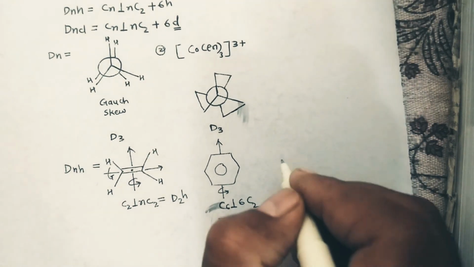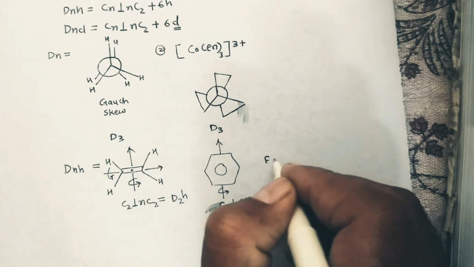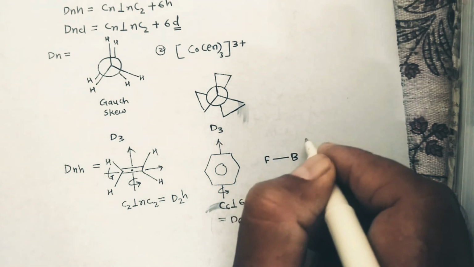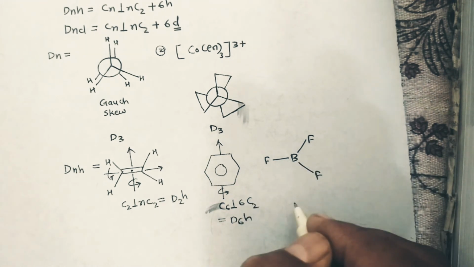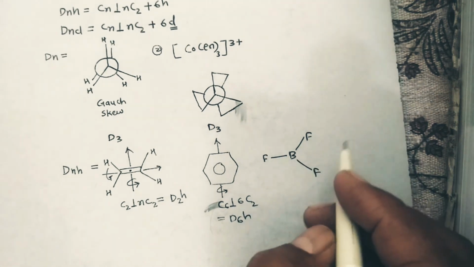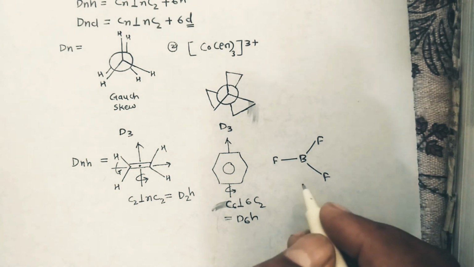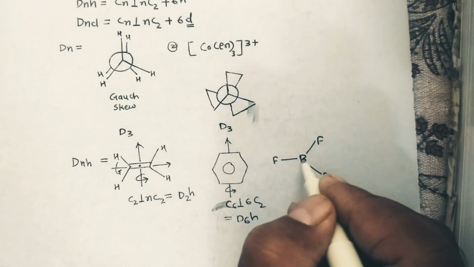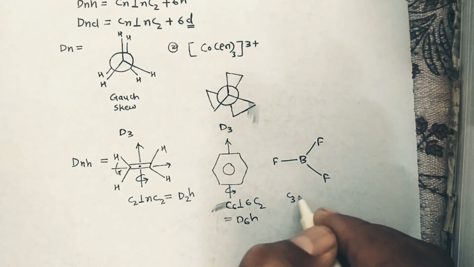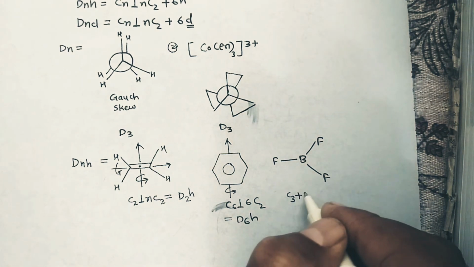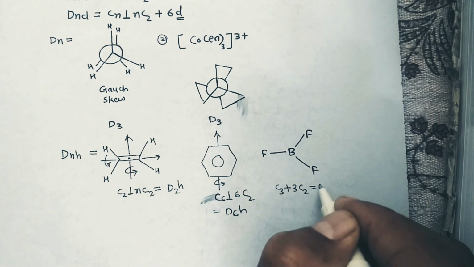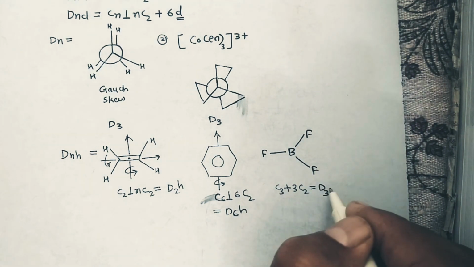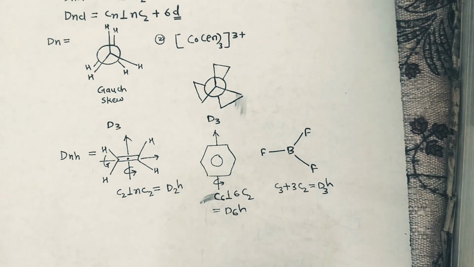In case of BF3, C3 axis perpendicular to 3 C2 axes. It has one C3 axis plus 3 C2 axes. Therefore, D3, as well as one horizontal plane. Therefore, the point group is D3h.